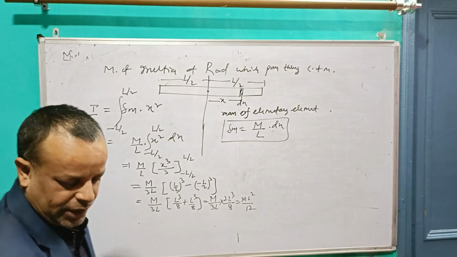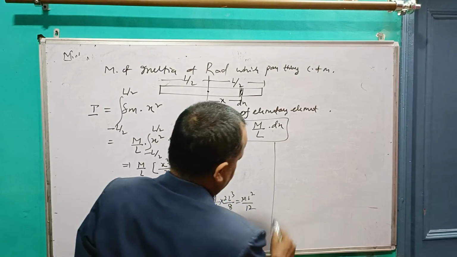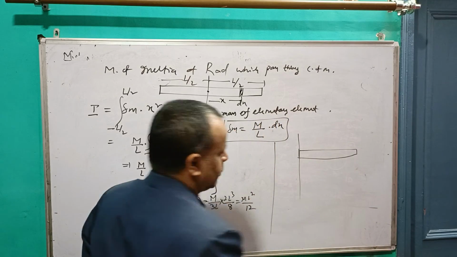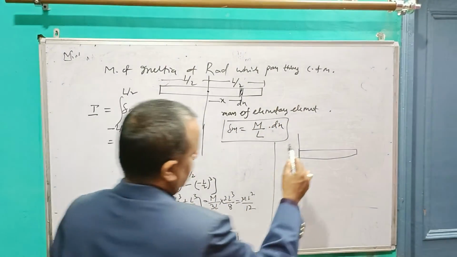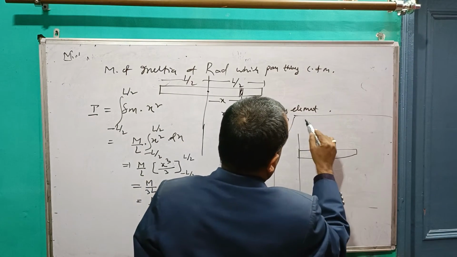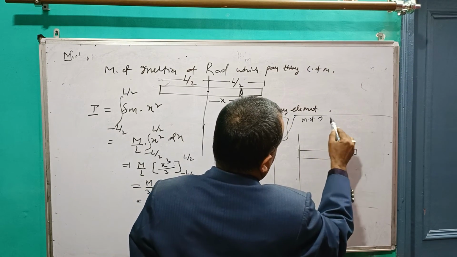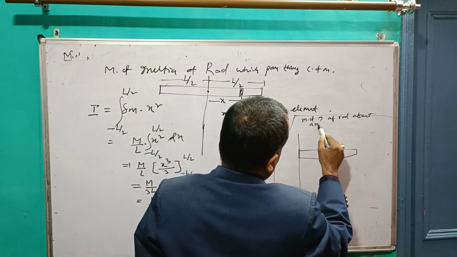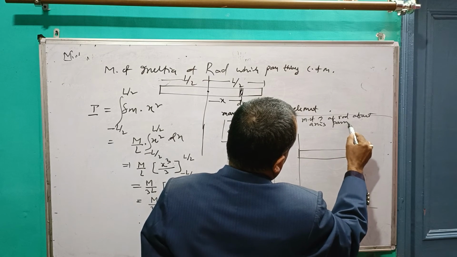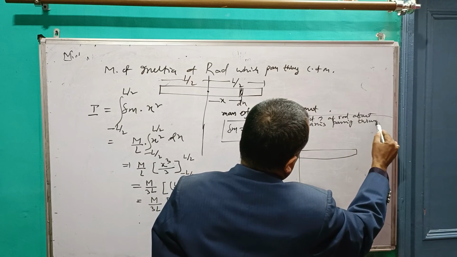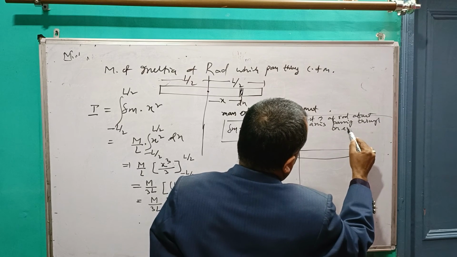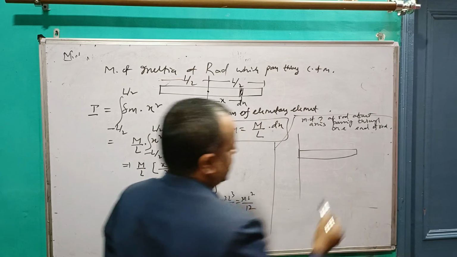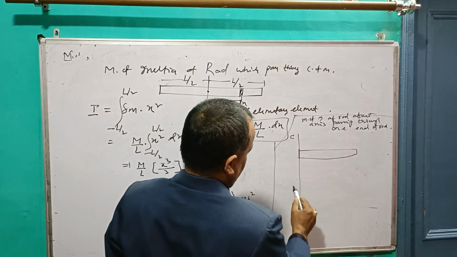Now we'll calculate one more case, that is, if the axis passes through one end of the rod. In this special case, we want the moment of inertia of the rod about an axis passing through one end of the rod. We'll apply this new axis, let us suppose.